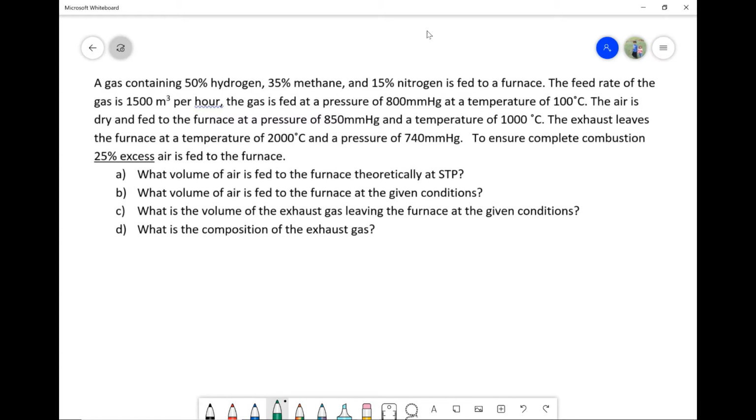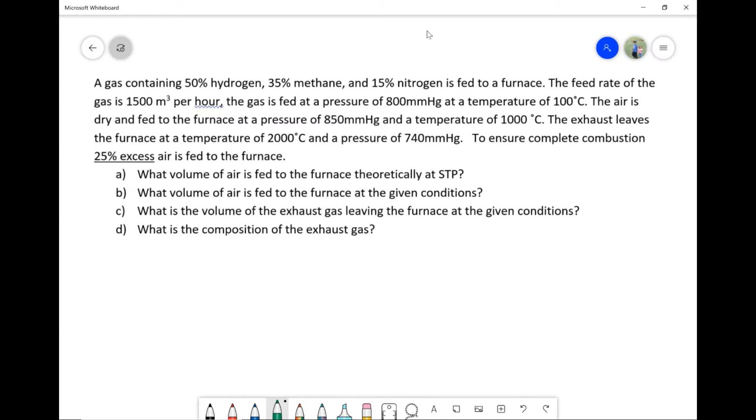But we have a gas containing 50% hydrogen, 35% methane, 15% nitrogen. This gas is fed to a furnace, and it's a combustion gas. If we notice, it has hydrogen and methane. The feed rate of the gas is 1,500 cubic meters per hour. The gas is fed at a pressure of 800 millimeters of mercury at a temperature of 100 degrees Celsius. The air is dry and fed to the furnace at a pressure of 850 millimeters of mercury and a temperature of 100 degrees Celsius.